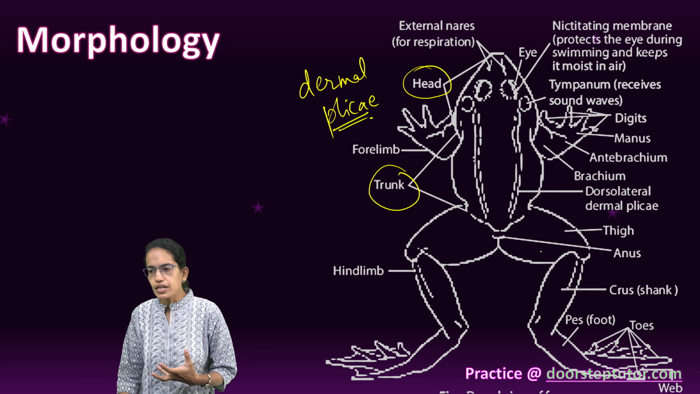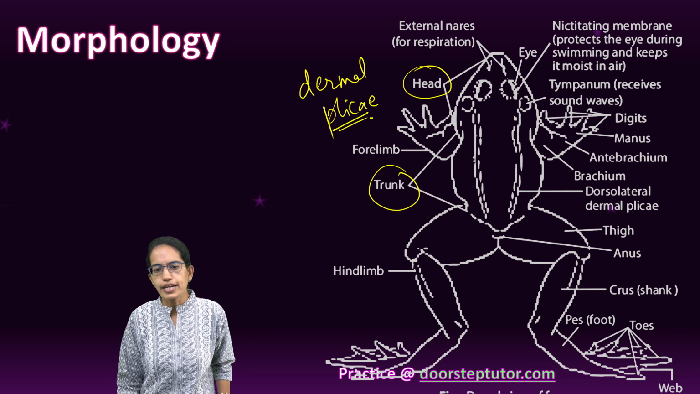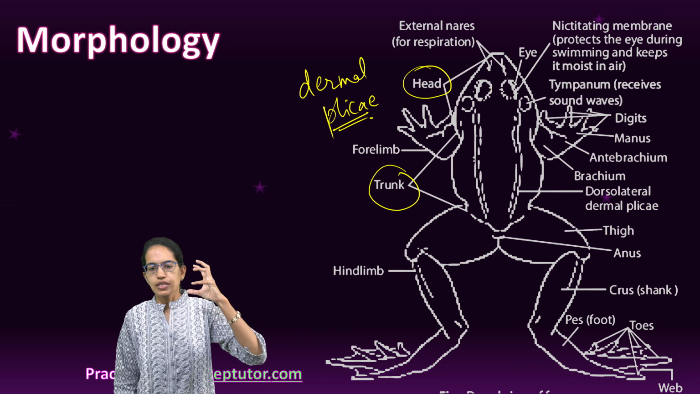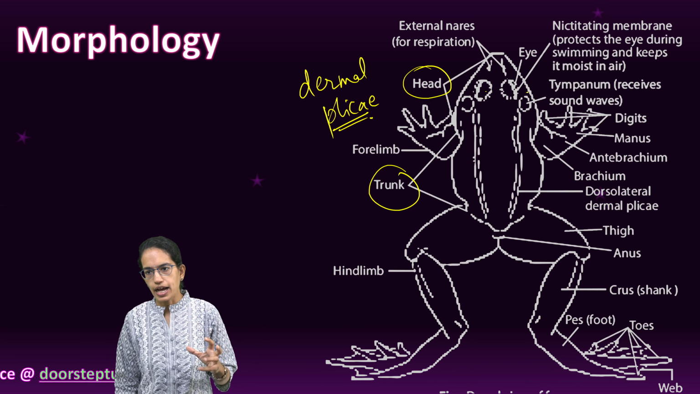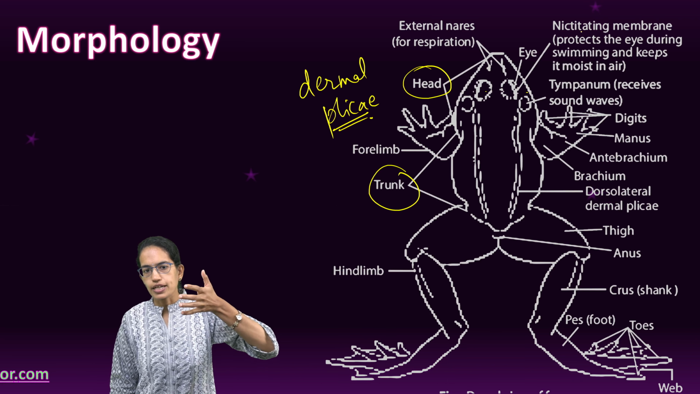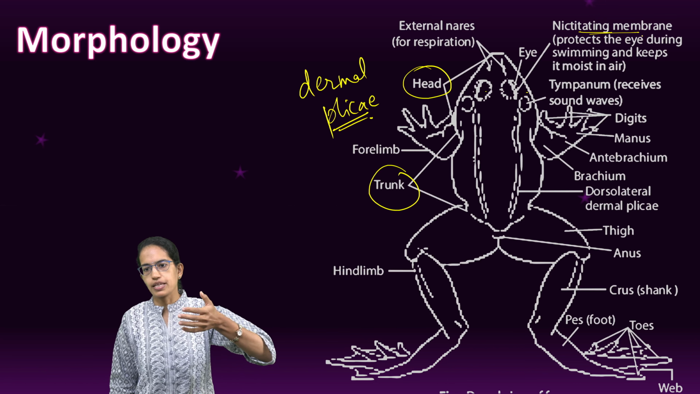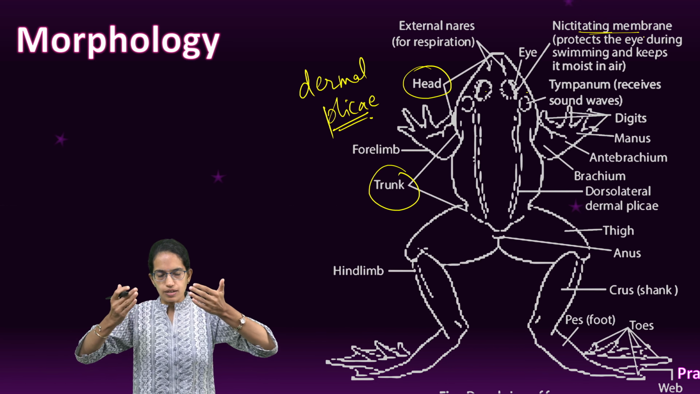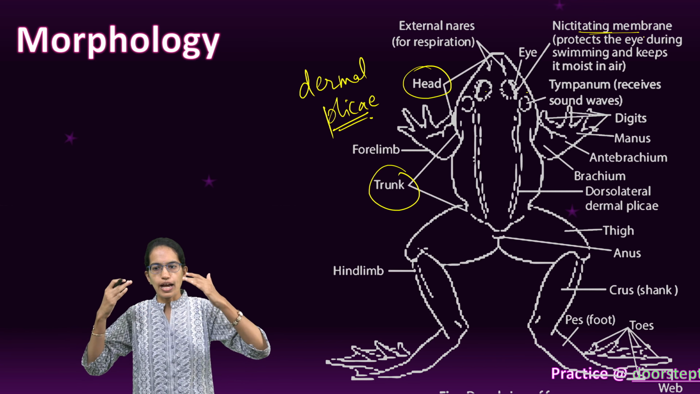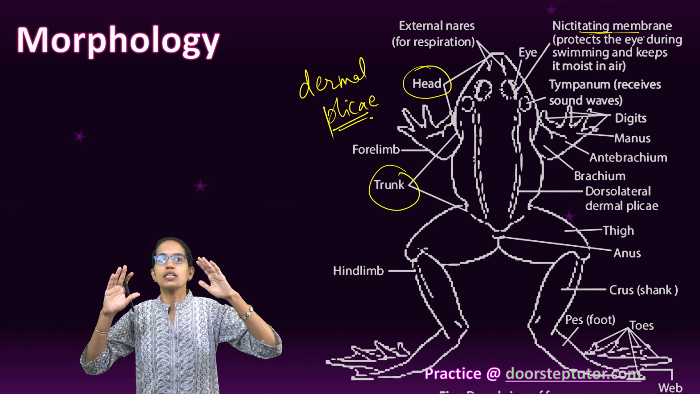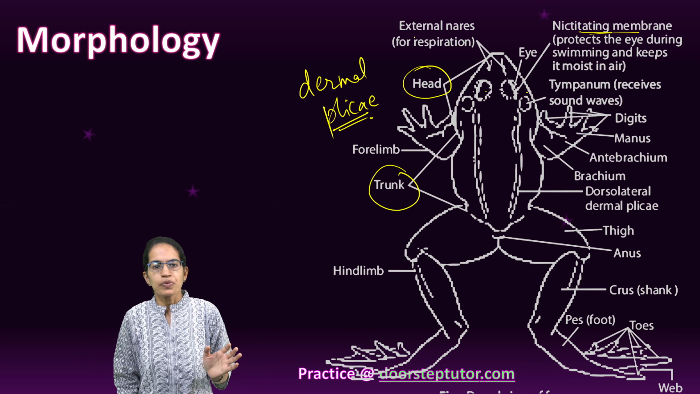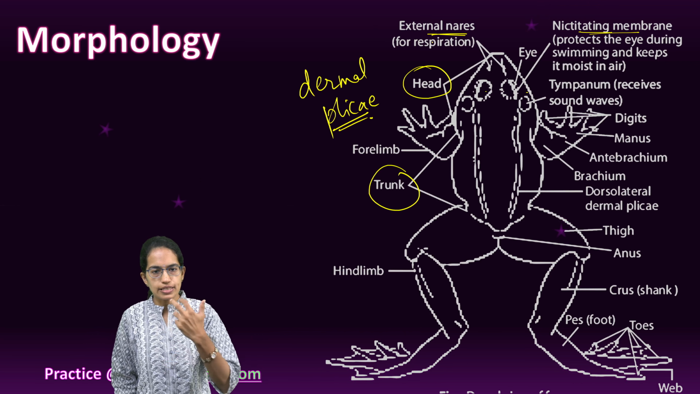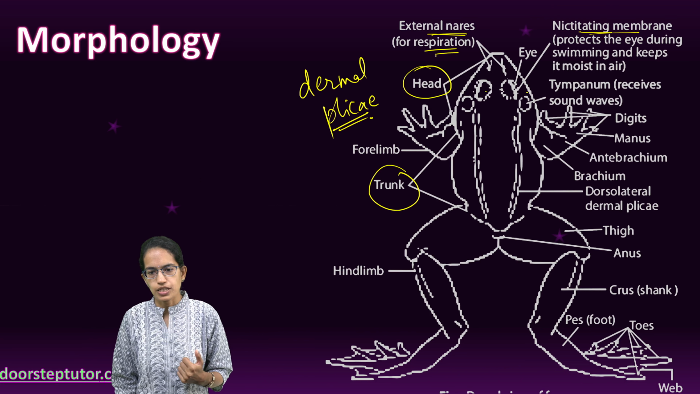Now coming on to the head. The head is triangular. It is blunt in the front. There are two large protruding eyes. These eyes are protected by the nictitating membranes. That means while they are swimming, the water does not go into the eyes, and it keeps itself moist in the air. The next is the nasal area, which is known as the external nares, and that is for respiration.